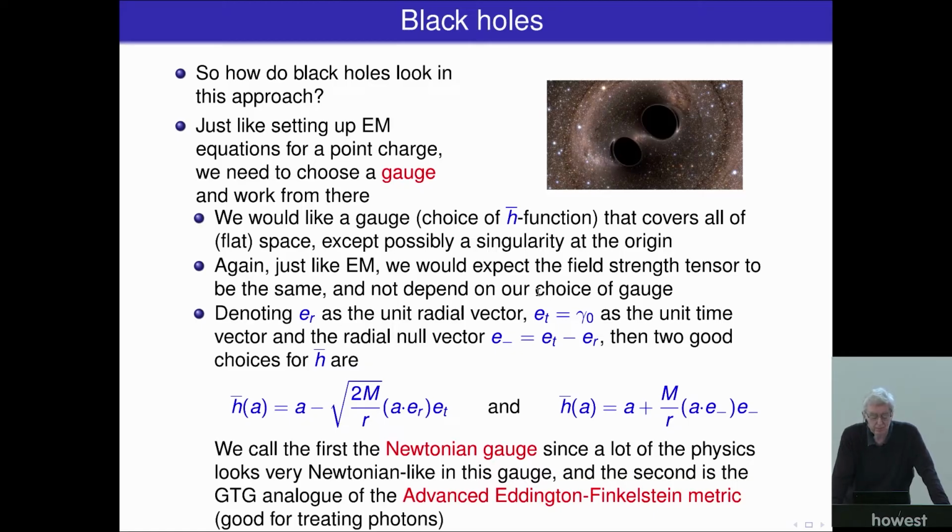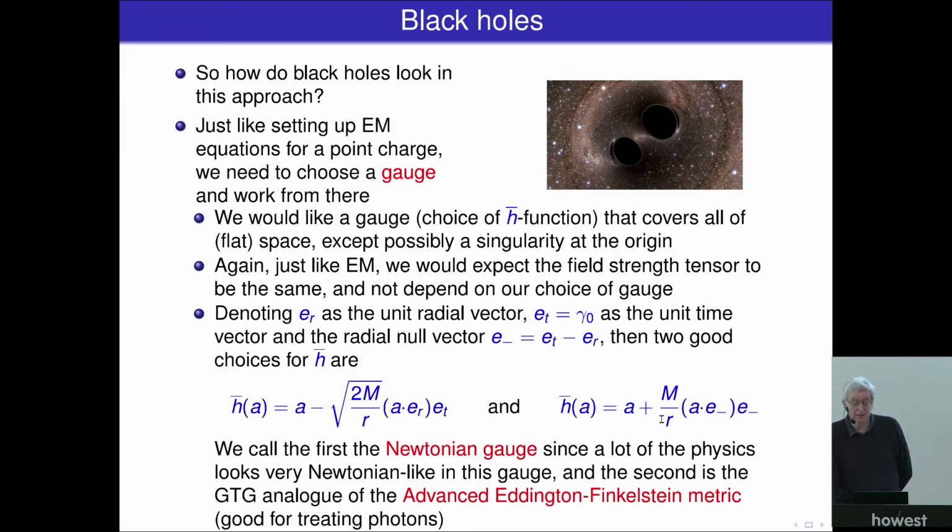Well, how does that work out? We're going to have e_r as the unit radial vector, e_t equals gamma naught as the unit time vector, and you can then define a radial null vector, which we need in one of these forms, as e minus equals e_t minus e_r. You can see that's null. And then here are 2 good choices for this h function. The first we call the Newtonian gauge. A lot of the physics looks very Newtonian-like in this gauge. And we have h of a as a minus the square root of 2m over r, a dot e_r e_t. Pretty simple.